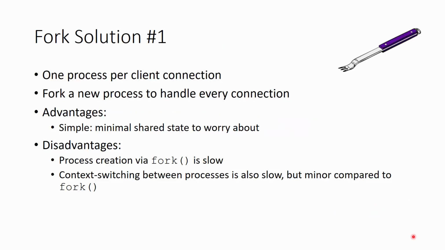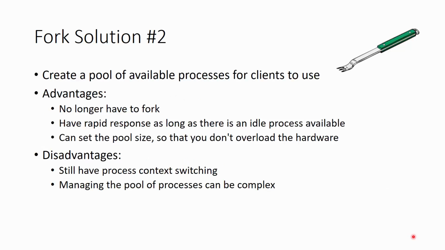our first solution here is to have one process per client connection. Pretty easy to understand. We don't have much shared state to worry about between them. Every time we get a new connection, we just fork the entire server out to another process and handle it in the server code. The primary disadvantage is that process creation via fork is really slow. I mean, on the order of an operating system being slow, of course, but it's comparatively slow. Context switching between processes, so switching between the different processes as they come in and out of the CPU, is also slow, but it's nothing compared to how incredibly slow fork is.